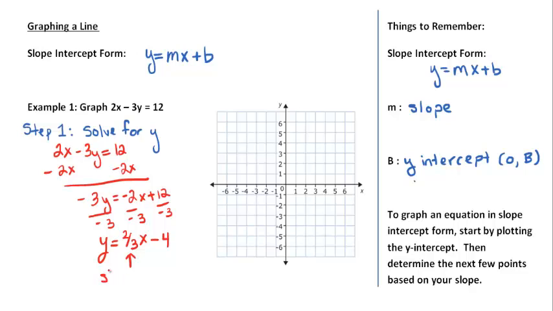Based on our slope-intercept form, that tells me that my slope, my value in front of x, is 2/3. And it tells me my b value is 0, comma, negative 4. So my y-intercept is 0, negative 4. That's my second step. My second step is just to identify those two main key components from my equation.